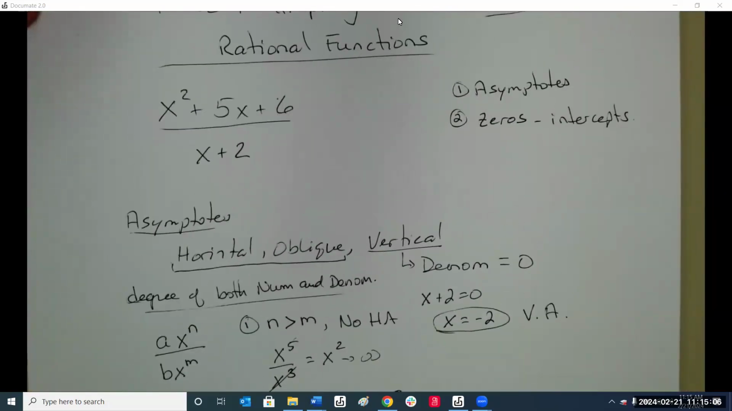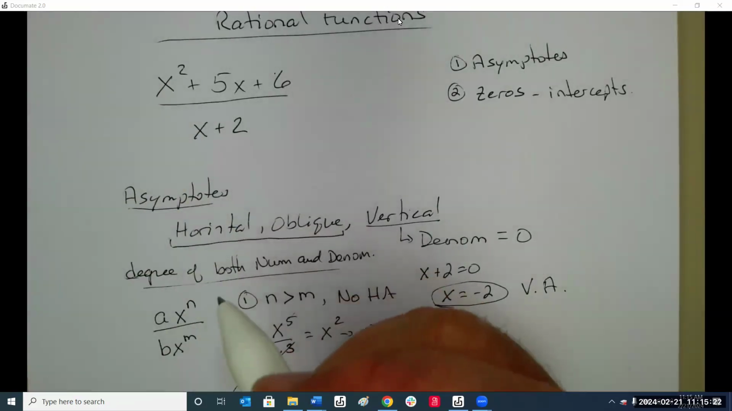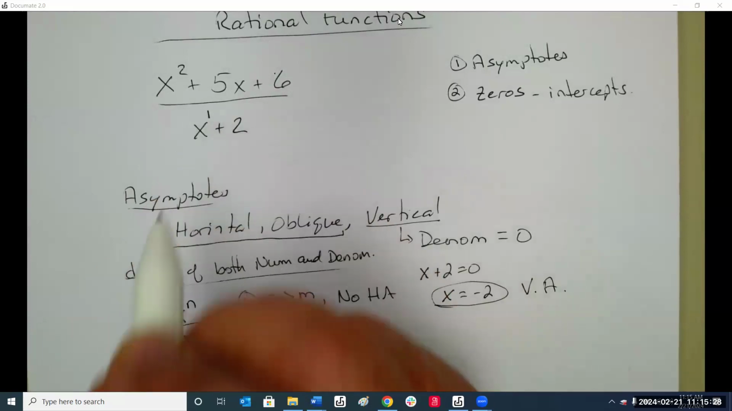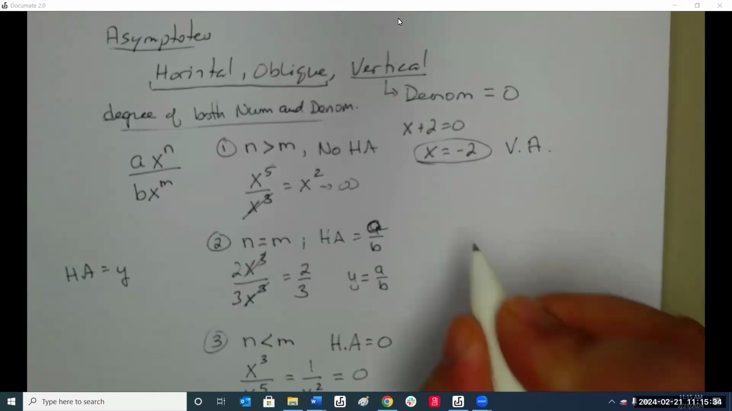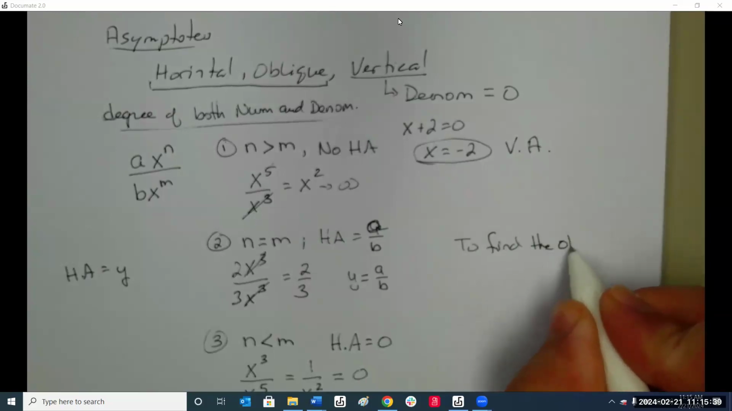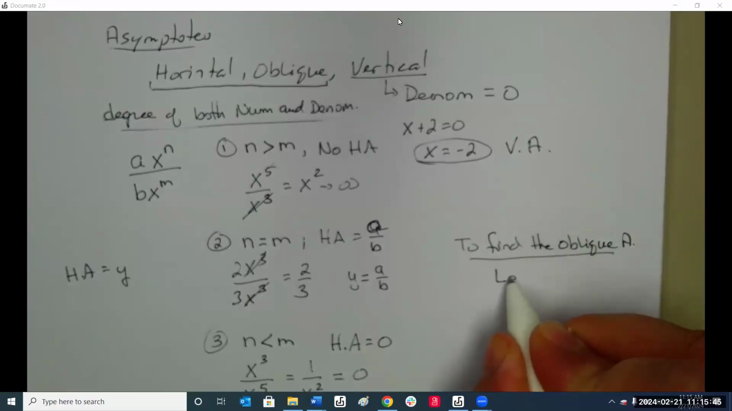All right, so let's look at our example here. We're saying that our vertical asymptote is -2. Do we have a horizontal asymptote? No. What do we have? Oblique. Why? Because the exponent on top is bigger than the bottom by 1. So to find the oblique asymptote, we use long division.